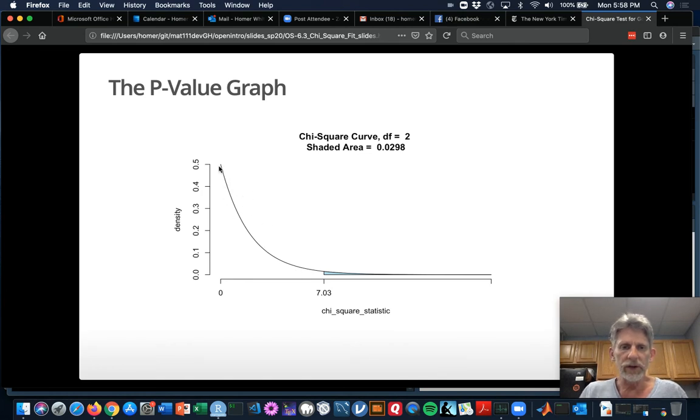The chi-square curve with 5 degrees of freedom looks like this thing sloping down. And here's 7.03, the chi-square statistic that we got. That shaded area is about 0.03, like we got in the simulations. So that's how people in the old days found p-values. They just happened to know as a math fact that the probabilities for being past a certain number for a chi-square statistic are about equal to the areas underneath these curves.